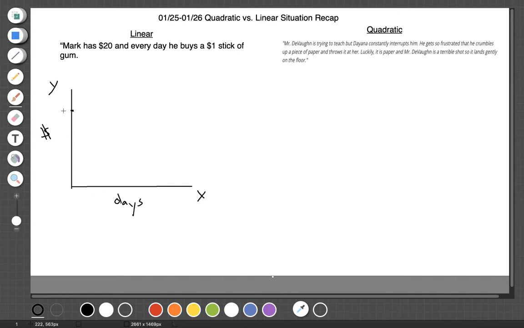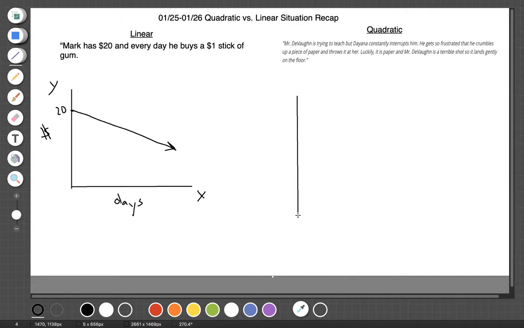Now he has $20. Let's say 20 is going to be somewhere up here. It doesn't matter exactly where. He buys a $1 stick of gum every day. So that means that his $20 is going down. So it looks something like this, and it's going down by the same amount every day, $1 every day. So it'd be like down 1 over 1 day, down 1 over 1, and so on and so forth. That would be a sketch of this graph. So let's look at this quadratic situation. That was the second part. It's going to ask you to do the same thing with that.